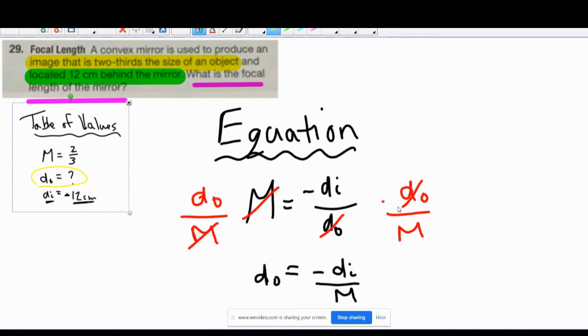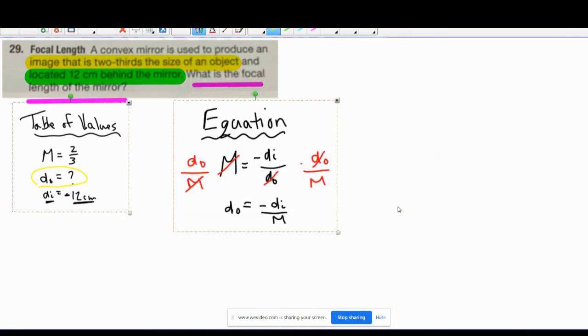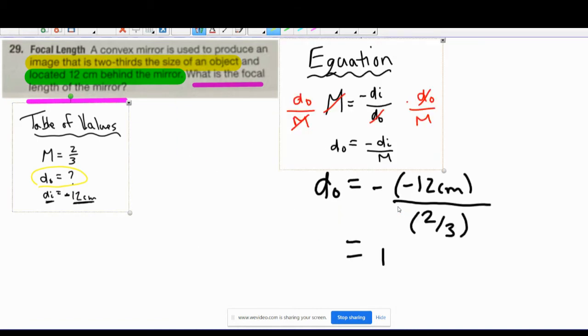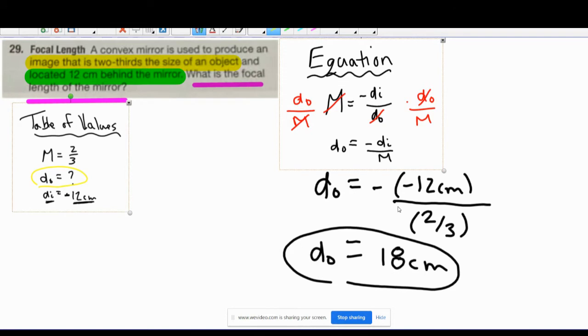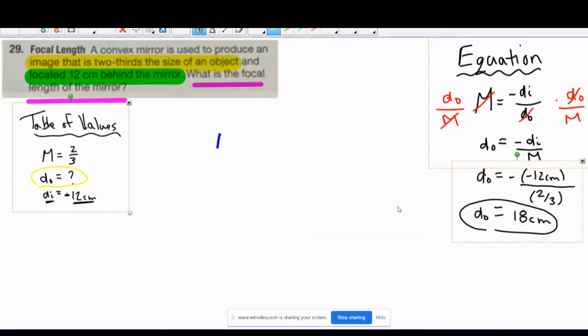Rearrange the equation to solve for do. That's the unknown we're solving for. Let's solve. When we plug in the value for the distance of our image, negative 12 centimeters, and the magnification factor, which is 2/3, and solve for do, we get a do of positive 18 centimeters. Let's solve for the focal length of that mirror.